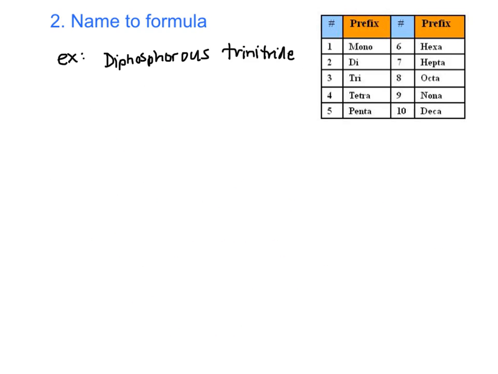Okay, so let's go name to formula for a covalent compound. So here I've given you the name of the compound, diphosphorus trinitride, and so now it just becomes a matter of working backwards. So if you remember, di means 2, and phosphorus is just P, so P2, and then trinitride means 3 nitrogens, so N3. So it's P2N3 is your compound. Let's do another one.